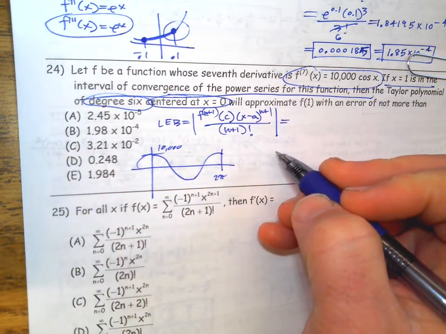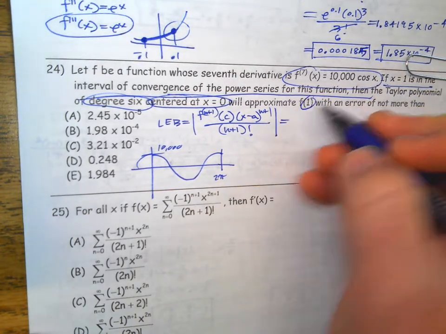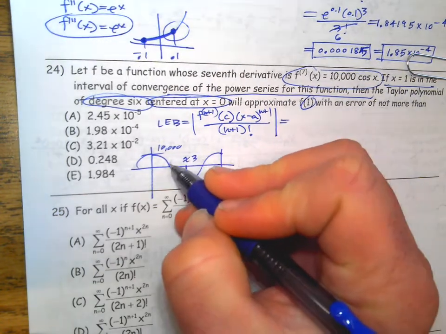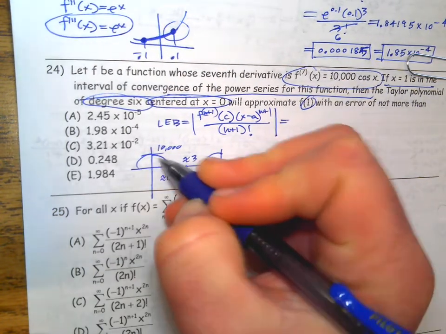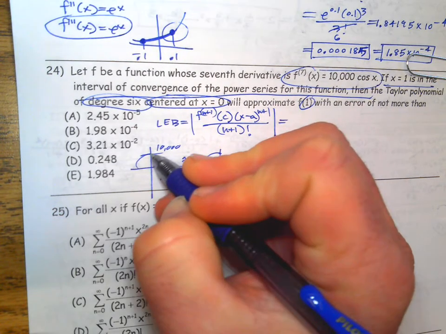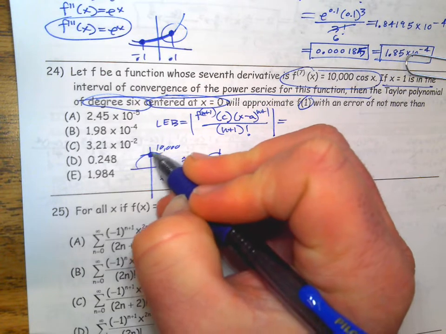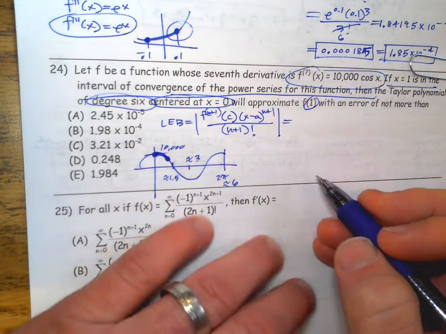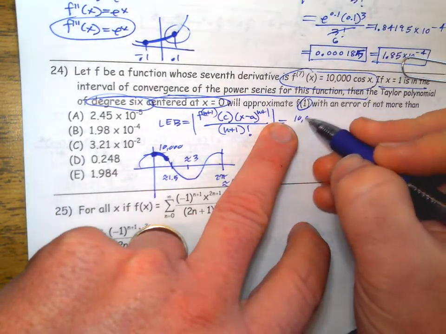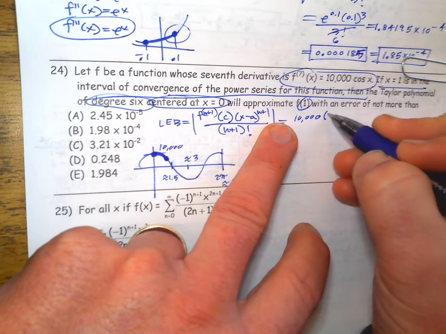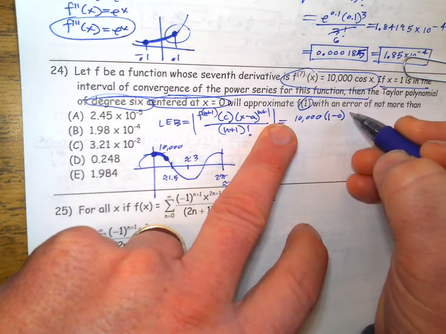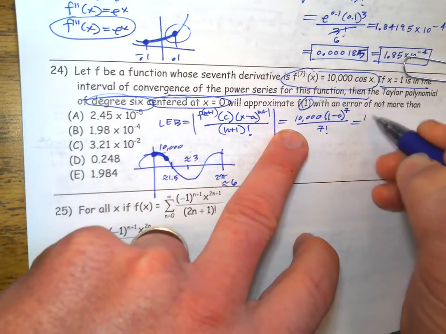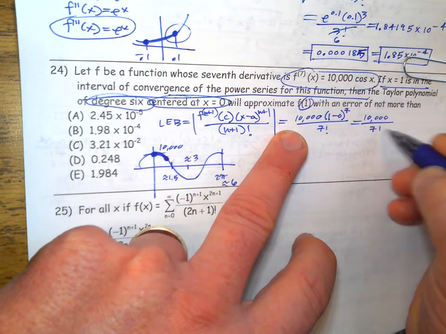Now, we're going to plug 1 in. So this is about 6, right? So this is about 3. This is about 1.5. So 1 is somewhere around here. So we're looking just at this chunk of the graph right there. And the worst value is 10,000. Okay. 10,000, and we're evaluating at 1. The center's at 0. And this is to the 7th power over 7 factorial. So that's just going to be 10,000 over 7 factorial.